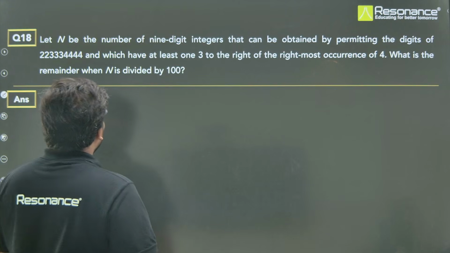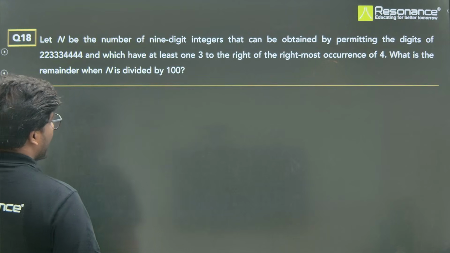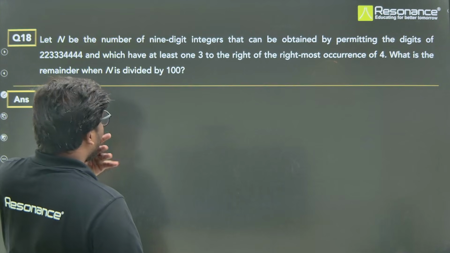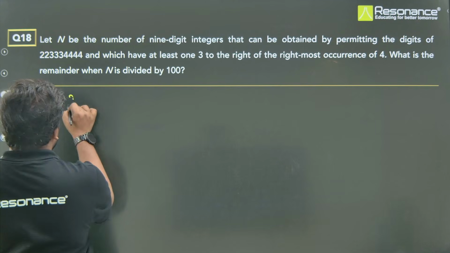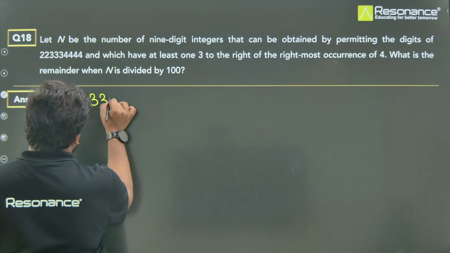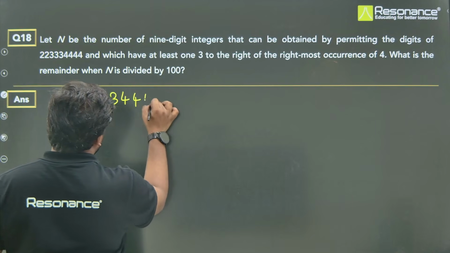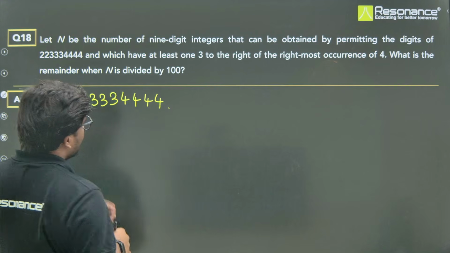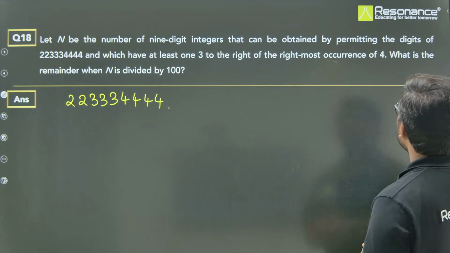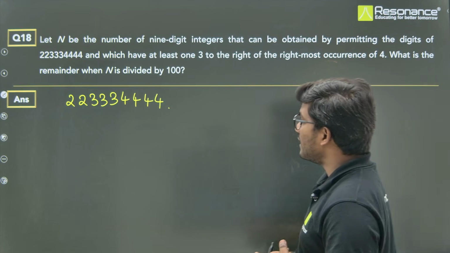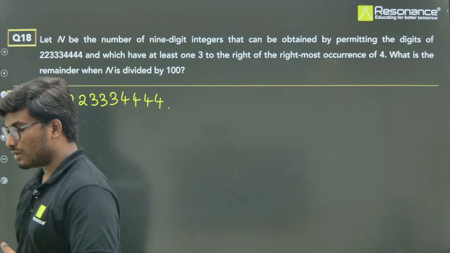Now, let n be the number of 9-digit integers that can be obtained by permuting the digits 2, 2, 3, 3, 3, 4, 4, 4, 4, and which have at least one 3 to the right of the rightmost occurrence of 4. What is the remainder when n is divided by 100?